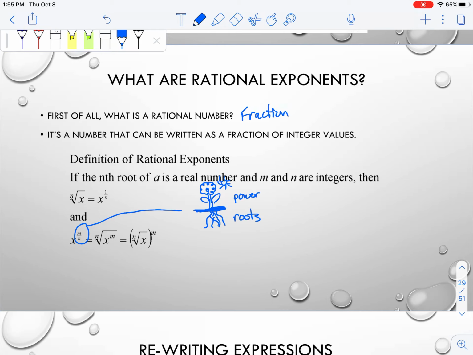So essentially, this little picture here, this fractional exponent, translates to exactly the parts of our radical. n is whatever root you're taking.